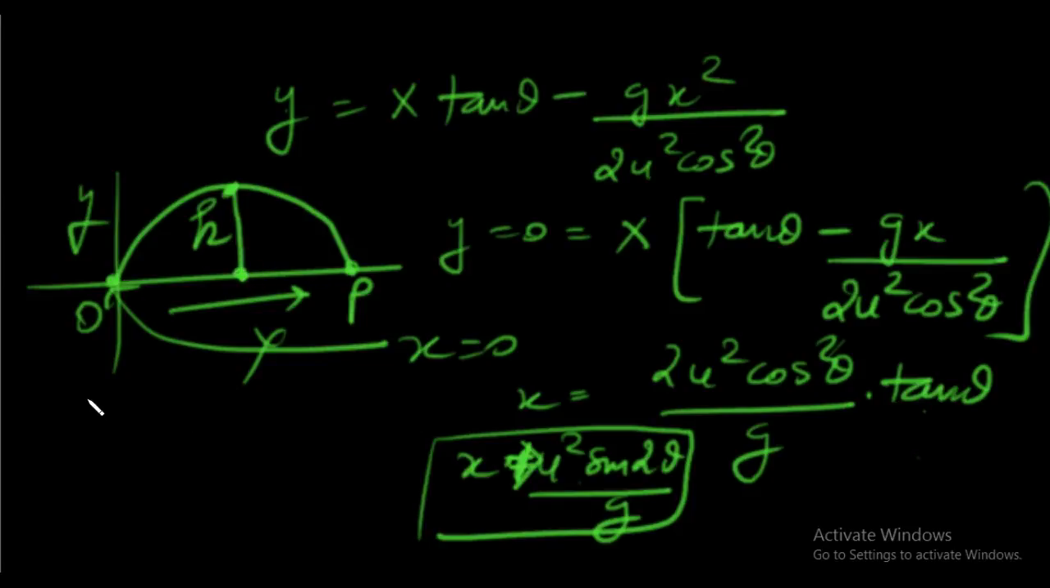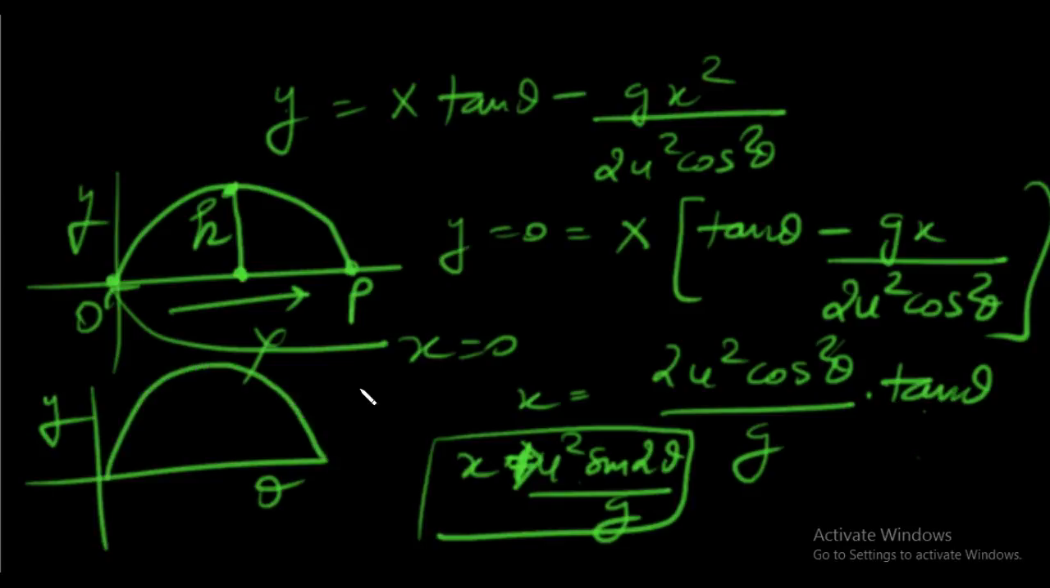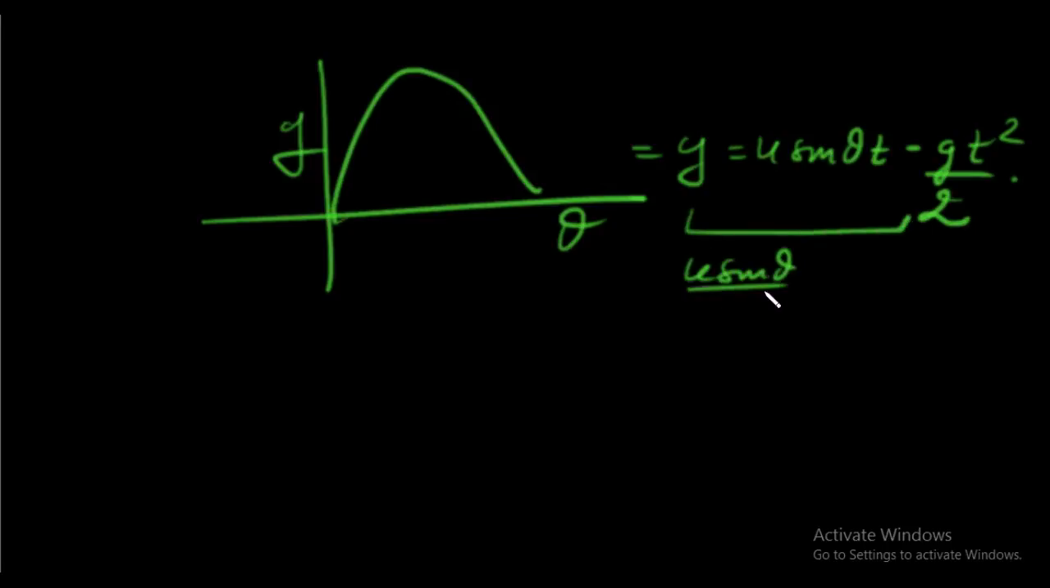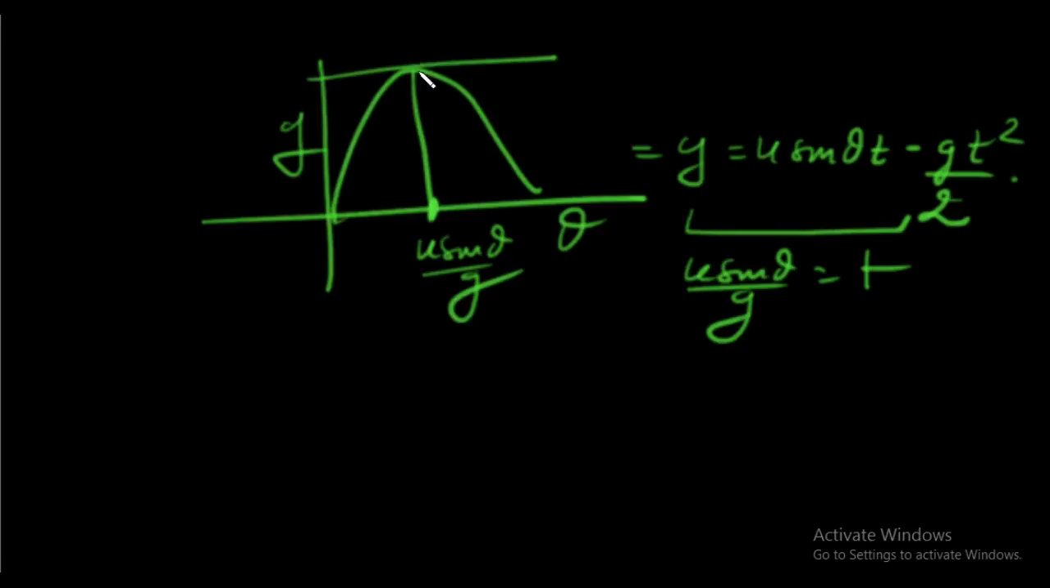Okay, we do y versus theta analysis. Say for example this is a curve, and y was u sine theta t minus g t square by 2, right? After differentiating this, we got u sine theta by g as t. So t would be u sine theta by g. At this value, the slope would be parallel to the x-axis, right? This is okay. Now we take a value which is less than this. For example, we take half of this.